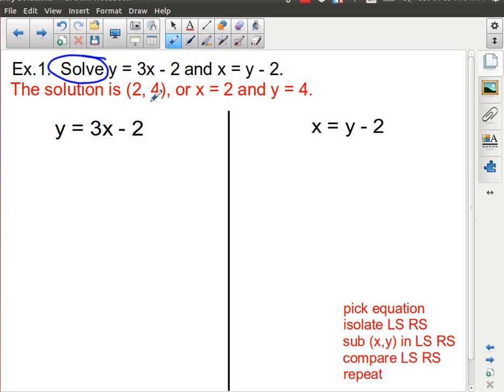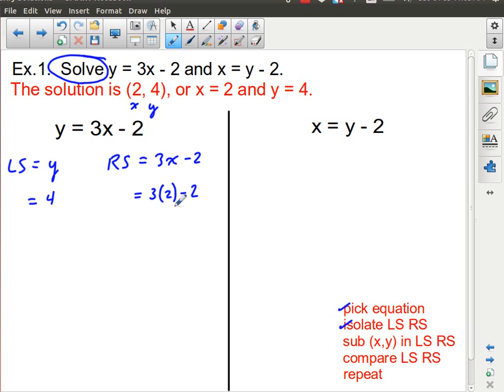Remember, this may be the wrong answer, but we're going to verify whether or not this x value and this y value is actually correct for these two equations. So we're going to pick an equation. So I'm going to start over here on the equation y equals 3x minus 2. I'm going to isolate the left side and right side. The left side is equal to y. The right side is equal to 3x minus 2. I'm going to substitute in my x and y values. So the left side is equal to just the y value. That's equal to 4. The right side is equal to 3 multiplied by the x value, which is 2, minus 2.